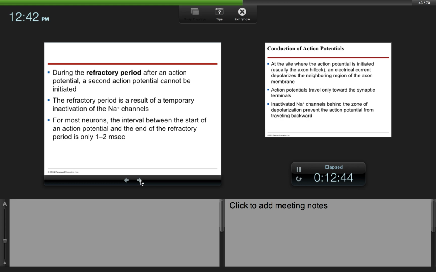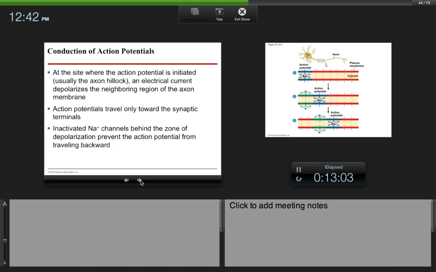During the refractory period after an action potential, a second action potential cannot be initiated. The refractory period is a result of a temporary inactivation of the sodium channels. For most neurons, the interval between the start of an action potential and the end of the refractory period is only 1 to 2 milliseconds.